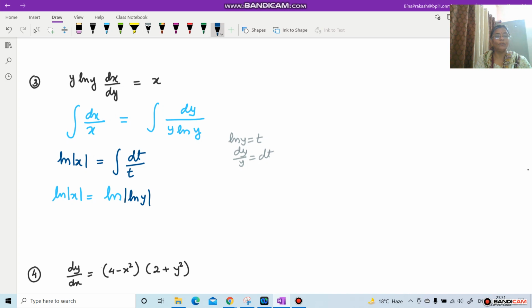Now that we have integrated both sides, we need to put a constant. As I said, it is your choice, whichever side you want you can put that constant. Sometimes I prefer to write it towards the x side, or you can always use the right side of the expression to write the constant.